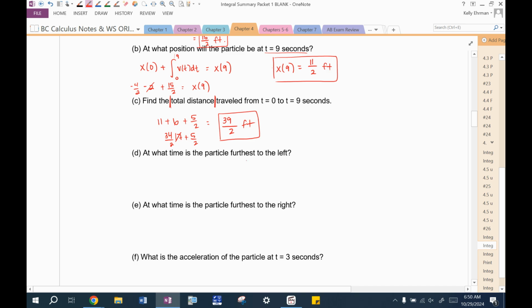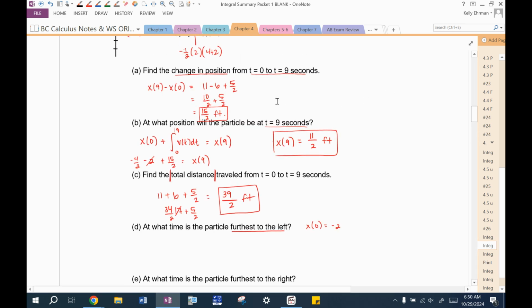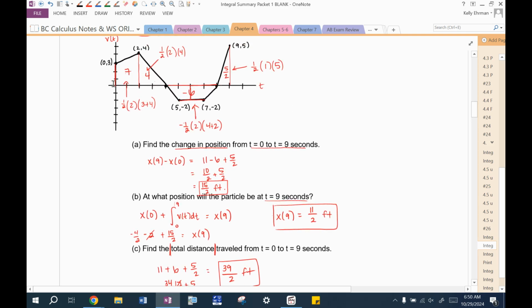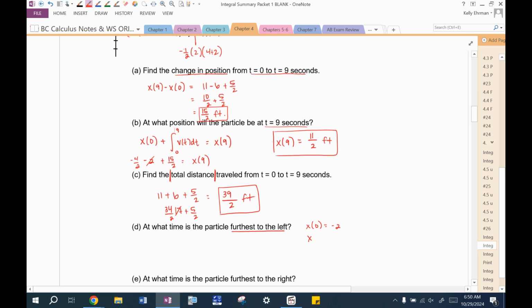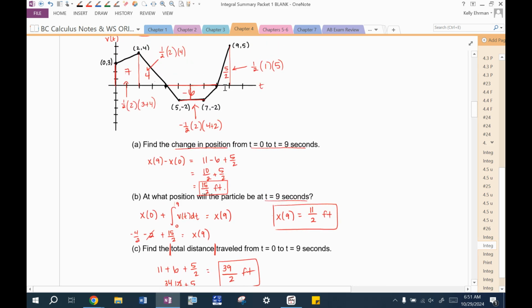At what time is the particle furthest to the left? So let's see. This particle begins at -2. So x of 0 is equal to -2. And let's just mark off the positions here. So then the particle moves to the right, change of 11 feet. So that's at 1, 2, 3, 4. So x of 4 is equal to -2 plus 11. So it's sitting at 9 feet. And then what happens? Then we decrease or we move left 6 feet.